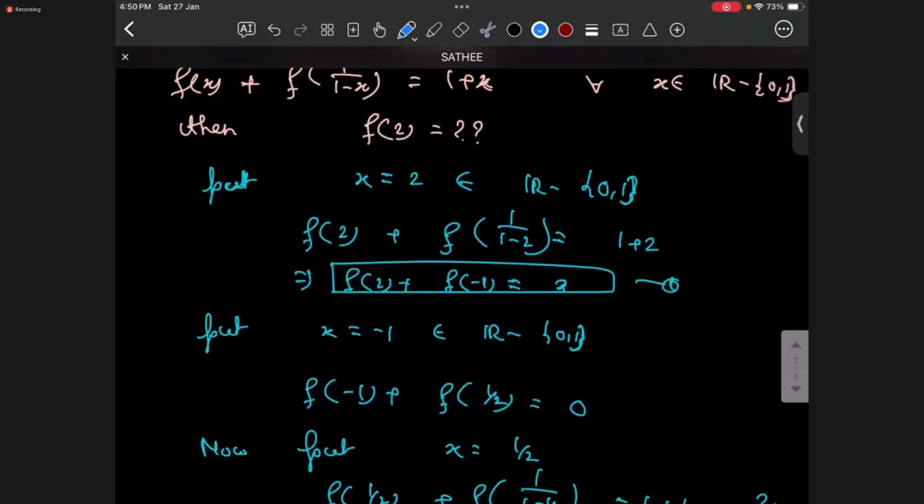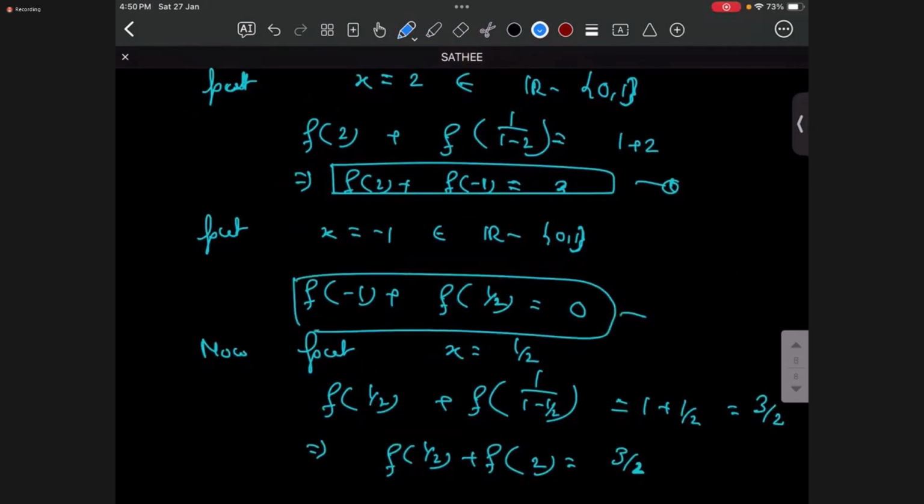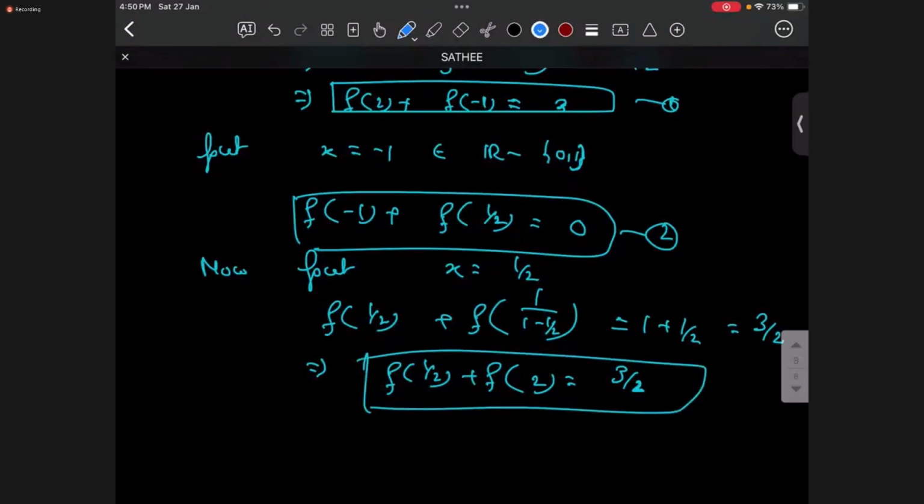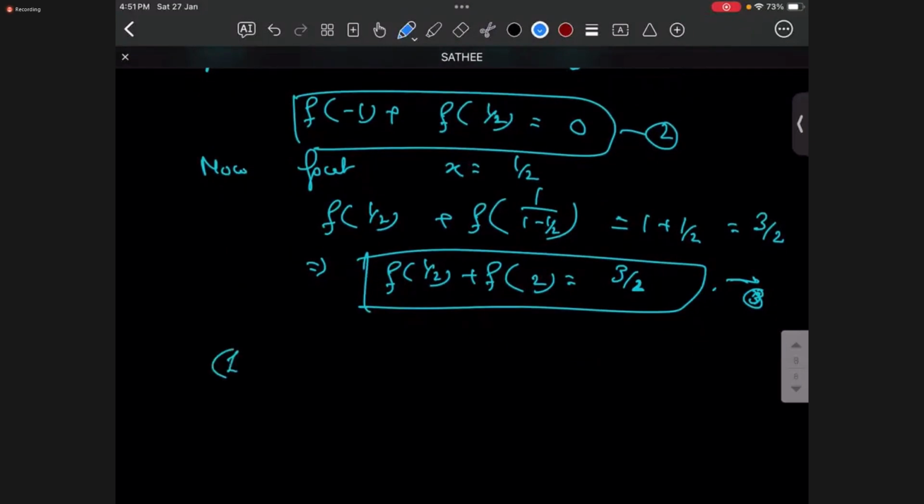So thus we obtain 3 equations, right? Equation number 1, equation number 2, and equation number 3. Now we need to find the value of f(2). So how can we find the value of f(2)? We need to add 1 and 3 and subtract 2.